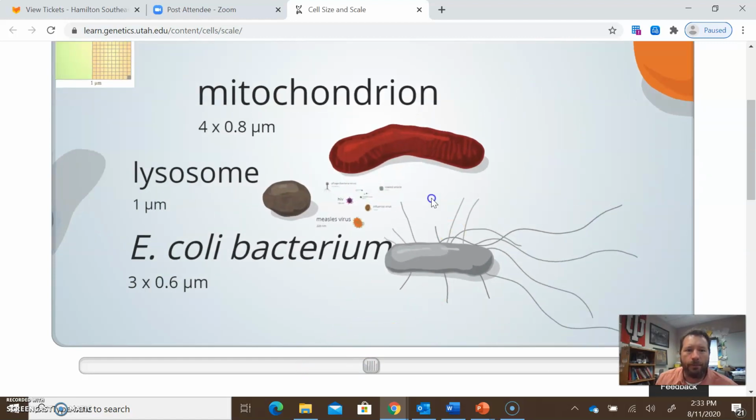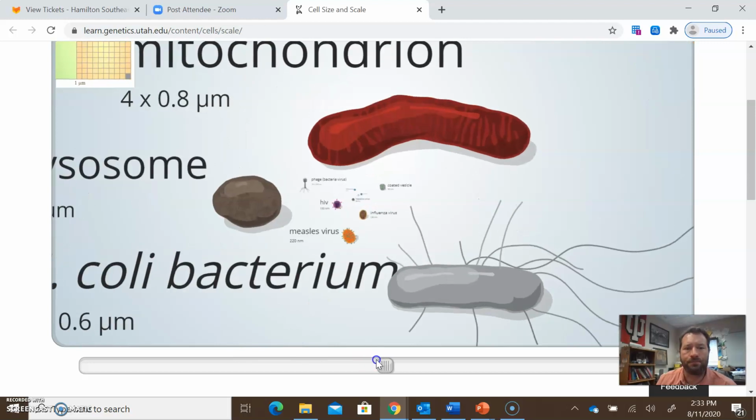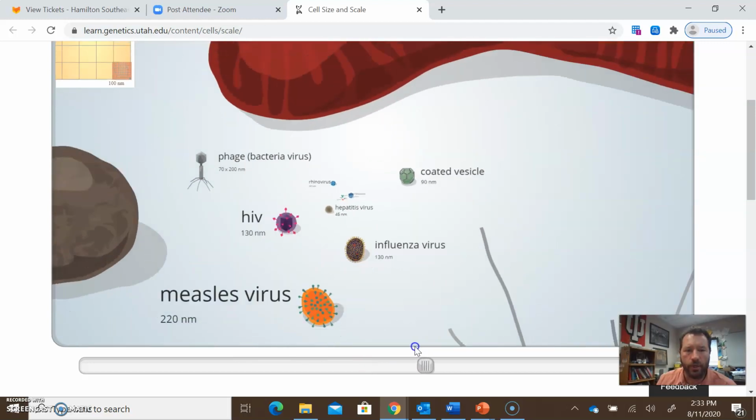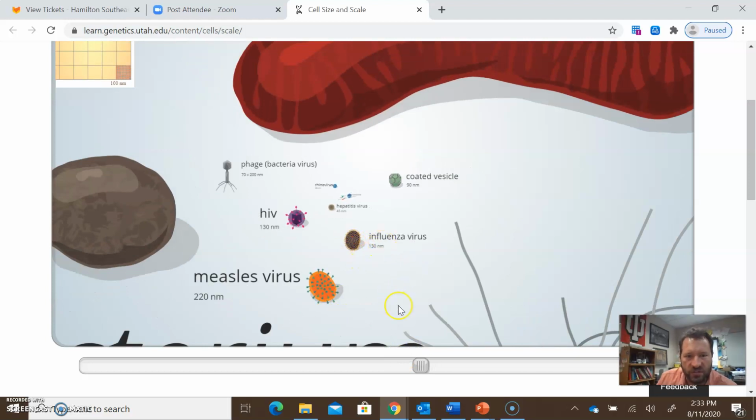As we get smaller, here's a mitochondria. That is a cell organelle. We learn about those guys in a couple of chapters. Lysosome, same thing. And here's a pretty typical sized bacteria. So bacteria, much, much smaller than your typical human cell. Go ahead and go even smaller. And we get to the viruses. Here's a bacteriophage. We'll talk about those guys in a couple weeks. An HIV virus, the influenza virus, and the measles virus. So viruses are itty bitty.